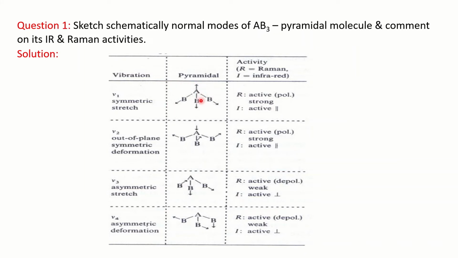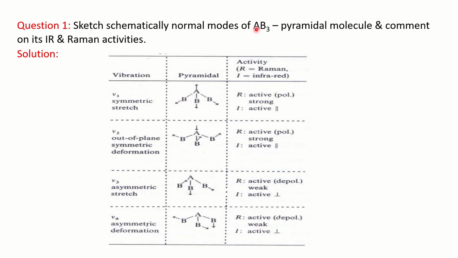But this pyramidal structure has no center of symmetry. Since it has no center of symmetry, some of the vibrations, or maybe all vibrations, are Raman and IR both active. So you can notice here all are Raman as well as IR active vibrations. So we can say the molecule does not have a center of symmetry.